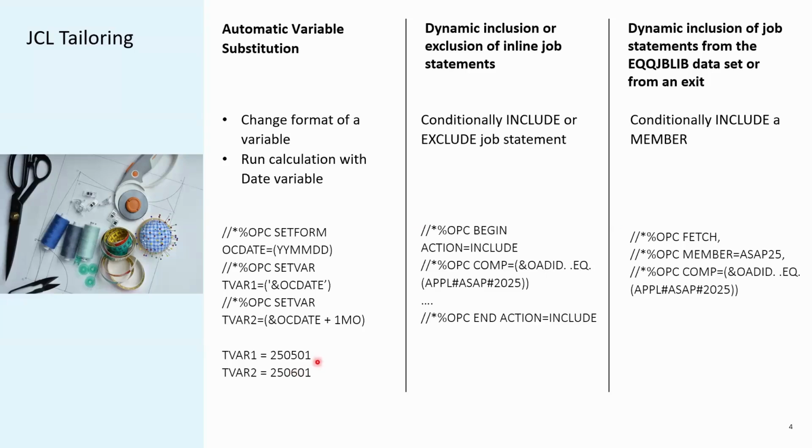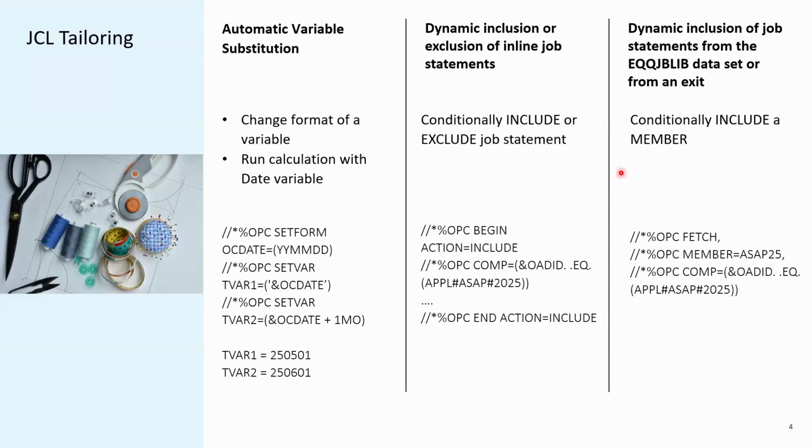In the second example, we have the BEGIN and END directives used in pairs to control the inclusion and exclusion of JCL lines. And this is based on the evaluation of the OPC statement. In this case, if the application ADID name is equal to APPL ASAP 2025, we will have all the JCL lines between the OPC BEGIN ACTION INCLUDE and OPC END ACTION INCLUDE executed in the JCL.